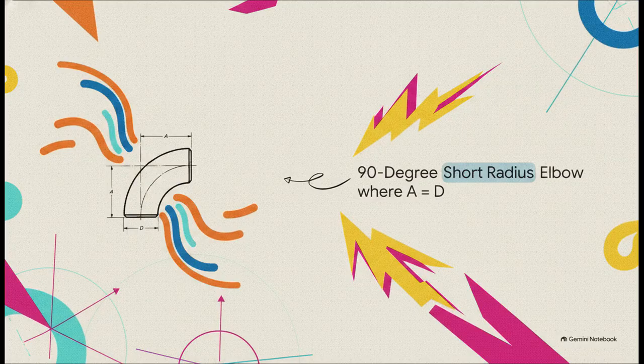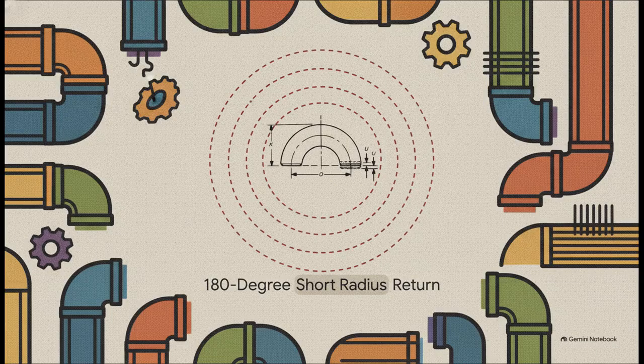Take a look at the geometry here. For a short radius elbow, the center-to-end dimension, which is A, is exactly equal to the nominal pipe size, D. This strict 1-to-1 ratio is what allows for a very abrupt, incredibly sharp turn in the flow. And it's just as impressive when we look at a 180-degree return. For these returns, the center-to-center dimension O is significantly tighter. It's exactly twice the nominal pipe size. This incredibly compact footprint makes short radius returns the absolute ideal choice for densely packed heating coils where space is just, well, at an absolute premium.